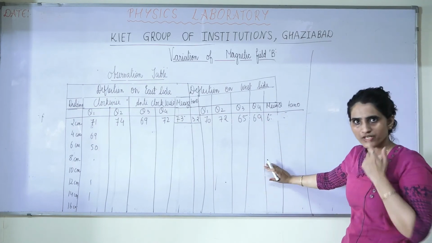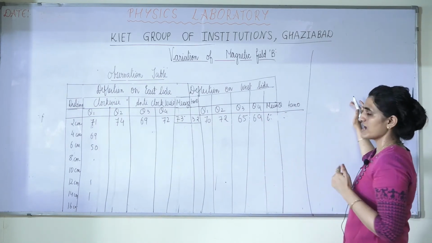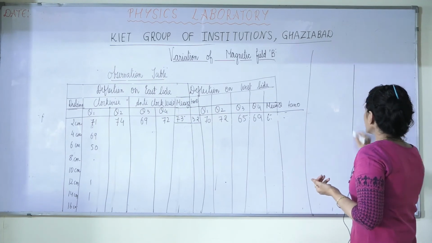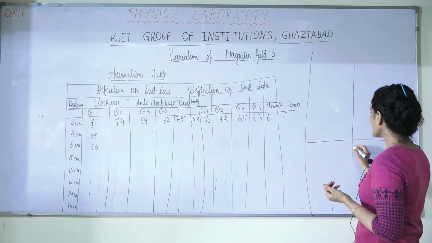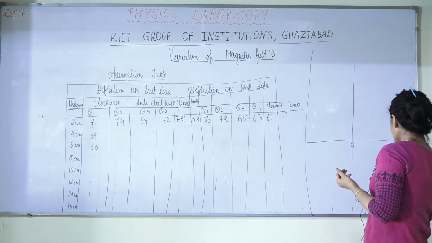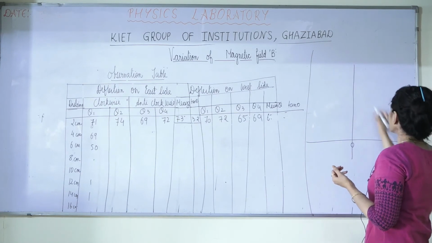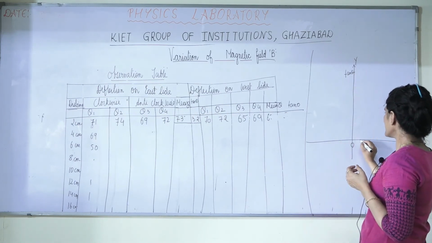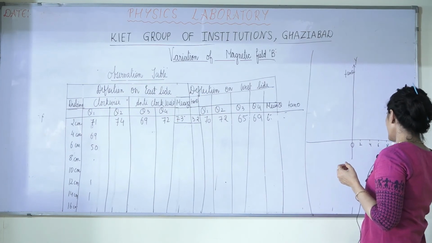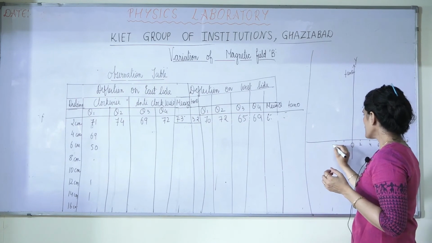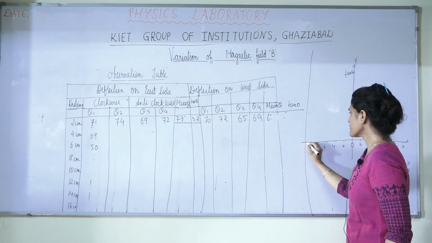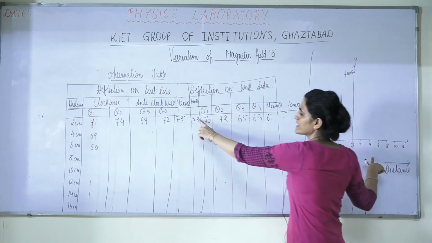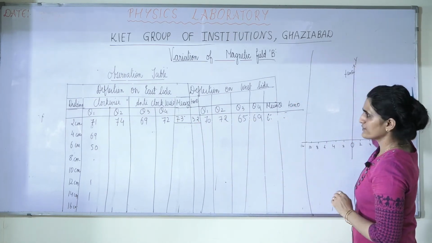I will write down all the readings and fill all the columns, then, as I have stated, we will use an alternate method to find the radius of a coil. That alternate method is nothing but drawing a graph. This is 0, my x-axis will be the distance from the center, and my y-axis will be tan theta. On the x-axis I mark 2, 4, 6, 8, 10, 12, and the same way on the other side. Whatever value of tan theta I get, I will write it over here.